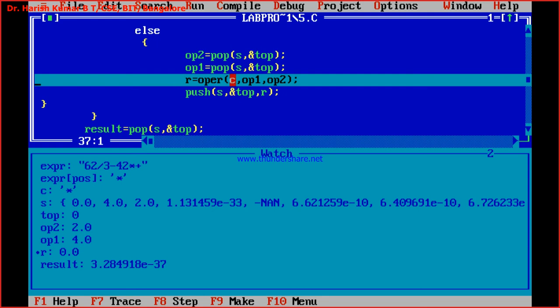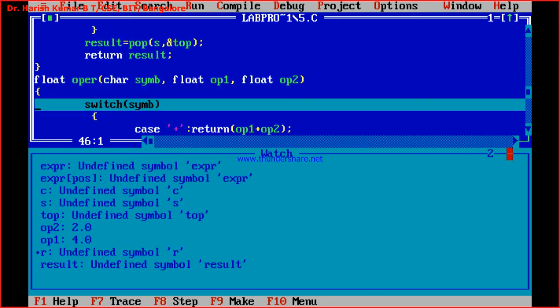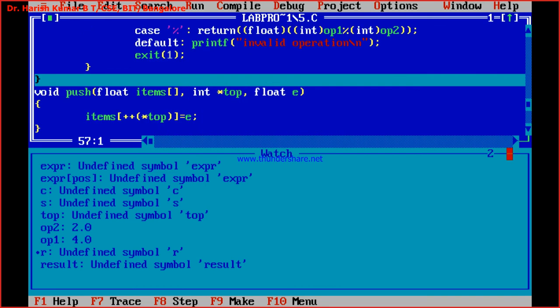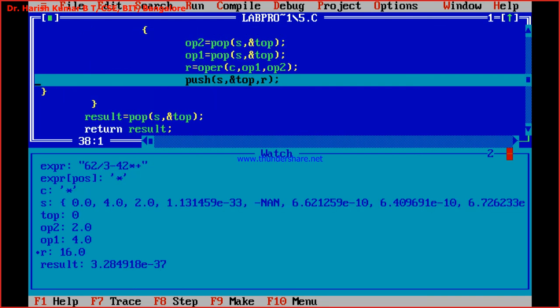Operator is into, or the operation is into. This is 4.0 and this is 2.0. 4 into 2, what are you doing? So the symbol is into, it goes to case into. Now OP1 into OP2. What does it return now? 8 it returns. Result is 16 it is showing.